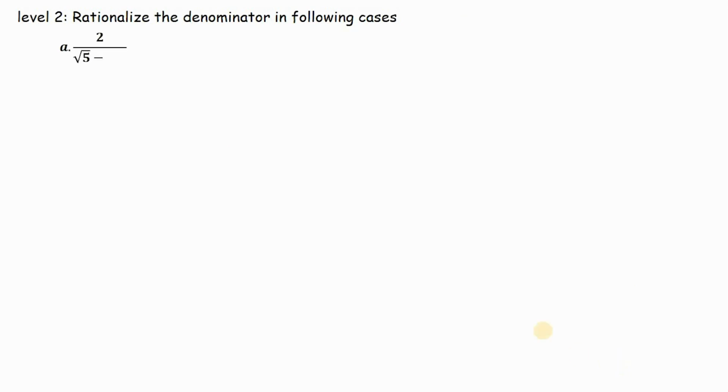Now next one is the level 2 types question. Rationalize the denominator in the following cases. Here we have some questions. A equal to 2 by root 5 minus root 3, and B equal to 60 by 3 root 10 plus root 5, and C, 7 by 2 root 12 minus root 10, and D is the 3 by square root of 11 plus square root of 2. Now this is the level 2 type question. I'll do the first and second one, and you'll do the C and D.